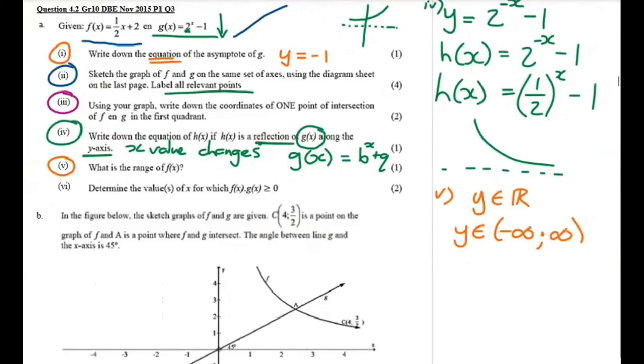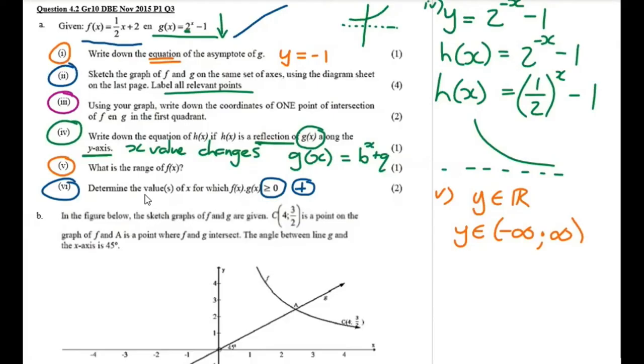And then this one that everybody doesn't like, or that I'm used to people not liking: determine the values of x for which f of x times g of x is greater than 0. So this greater than 0 says they're looking for where it's going to be positive. If I multiply two numbers and I want it to be positive, what do we know about the signs of those two numbers? They have to be the same. They're either going to be both negative or both positive.